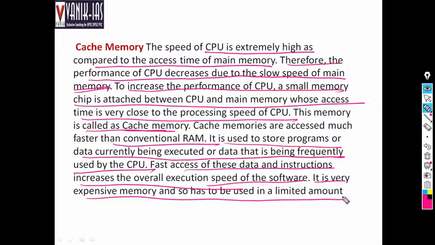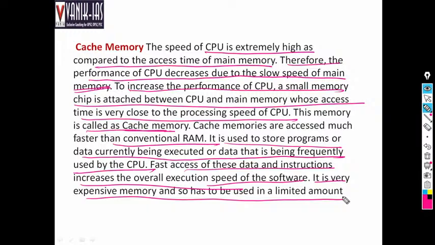So here you learn that cache memory is linked with the CPU, because the CPU speed is extremely high and the main memory processing speed is lower. To increase the performance of the CPU, a small memory chip is attached to the CPU, and that we call cache memory. It is very close to the CPU and is accessed faster than conventional RAM. We have a problem accessing the main memory because of its slow speed, and that problem gets solved by the cache memory.